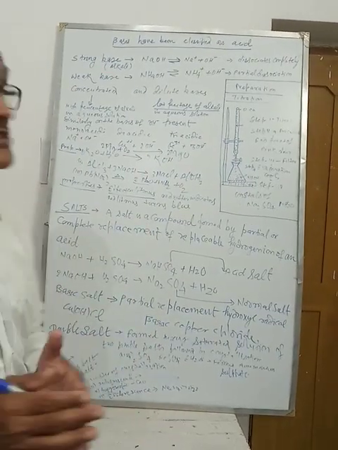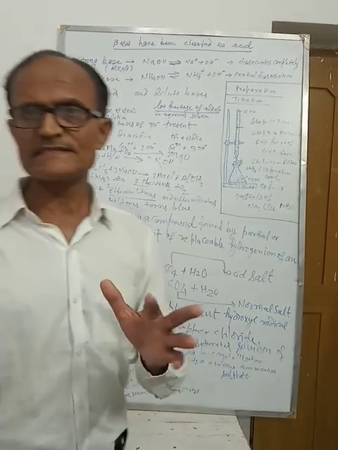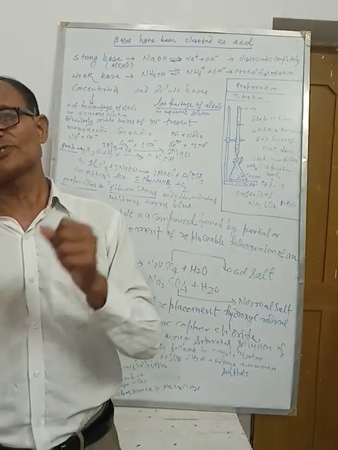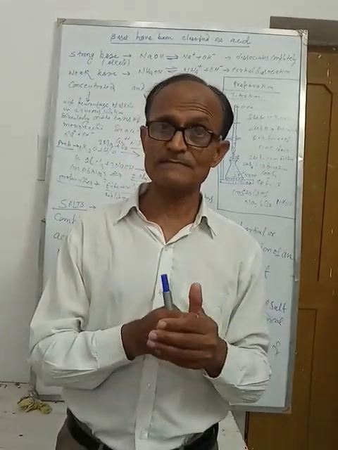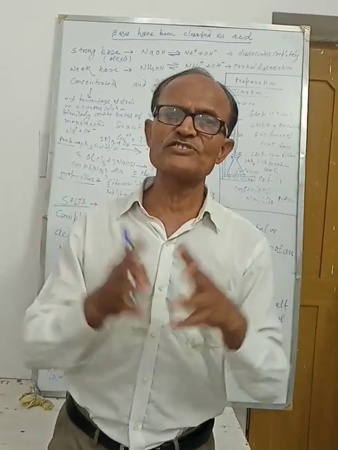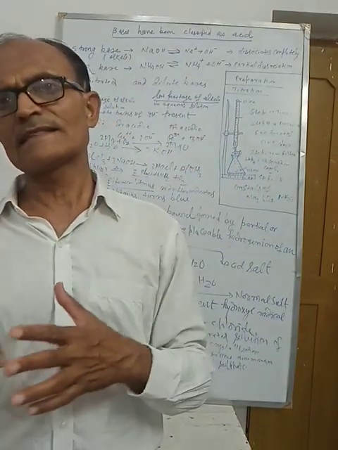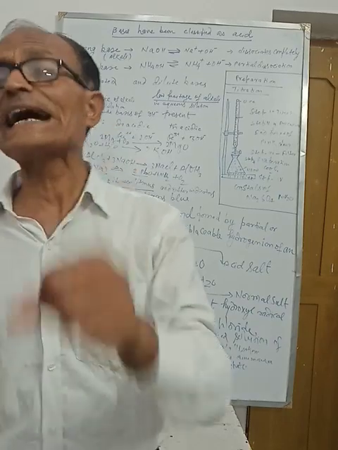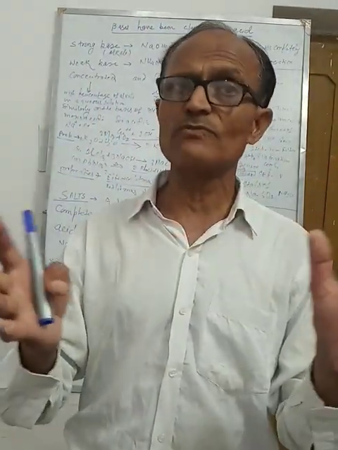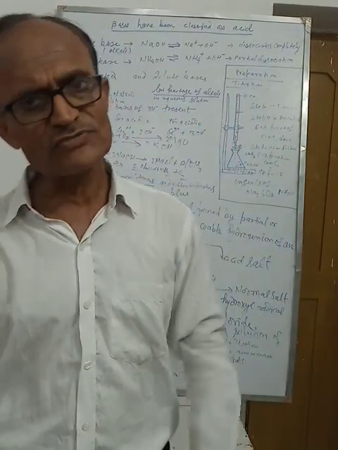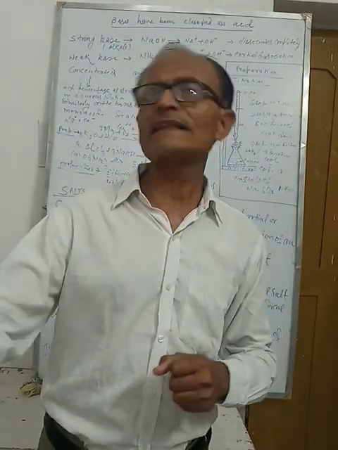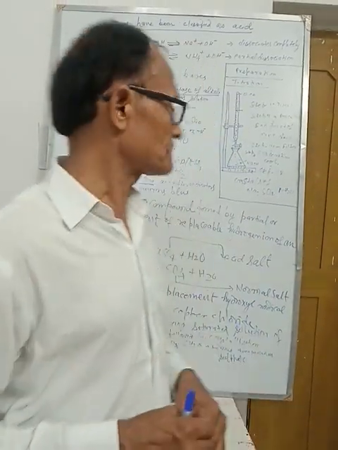Now we are coming to the next topic, salt. Salt means a substance which is obtained by neutralization of acid and base. So salt does not mean only the common salt that we use in our kitchen, in our daily life. That is just one kind of salt. There are different kinds of salts, dear children. What are the different kinds of salt? How are they classified? We are going to discuss it.